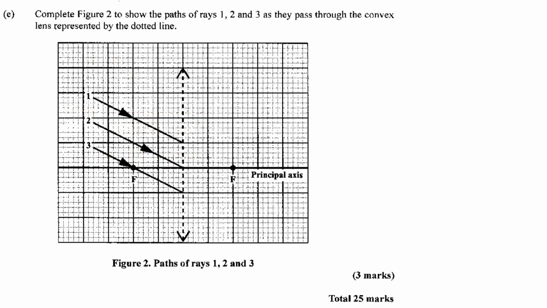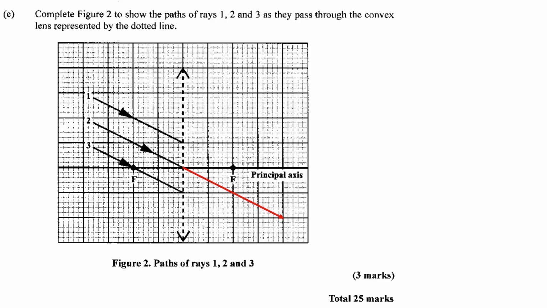Lastly, for question 1, we're to complete figure 2 to show the paths of rays 1, 2, and 3 as they pass through the convex lens represented by the dotted line. Recall that a convex lens is also a converging lens. That very first one that passes right through the optical center is the easiest one to draw because any light ray that passes through the optical center is undeviated, or in other words, it goes through as a straight line.